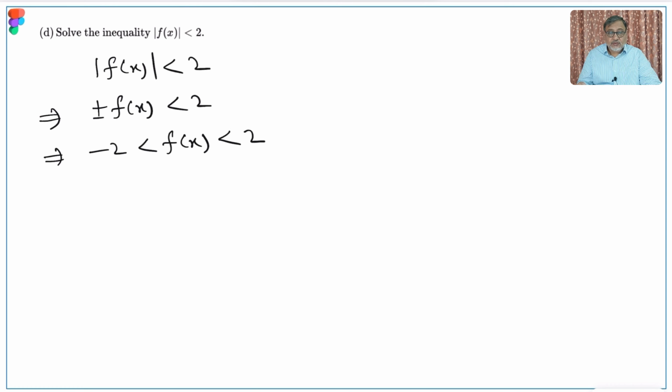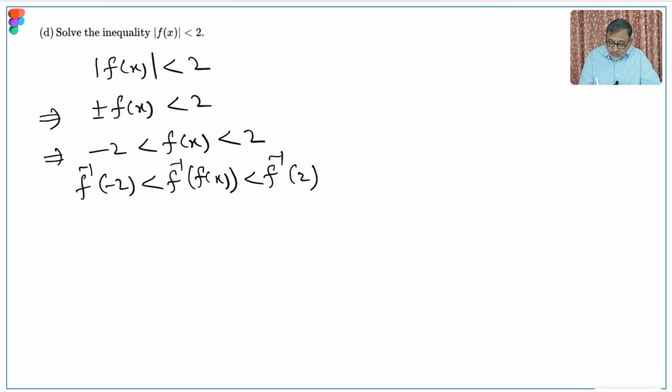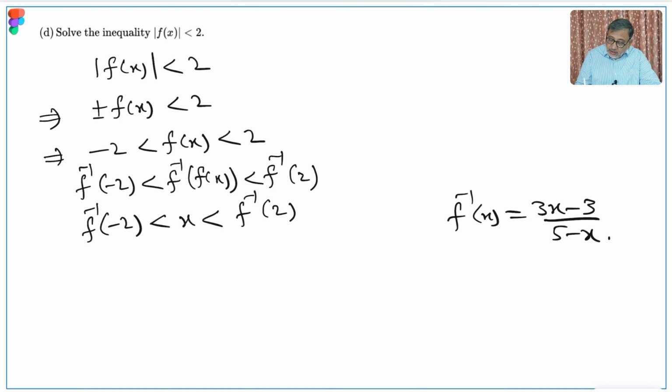This becomes easy now. When we take the inverse of each part, f⁻¹(−2) < f⁻¹(f(x)) < f⁻¹(2). So here f⁻¹ and f will cancel, we are left with x only, between f⁻¹(−2) and f⁻¹(2). Now one time I will replace −2, another time 2.